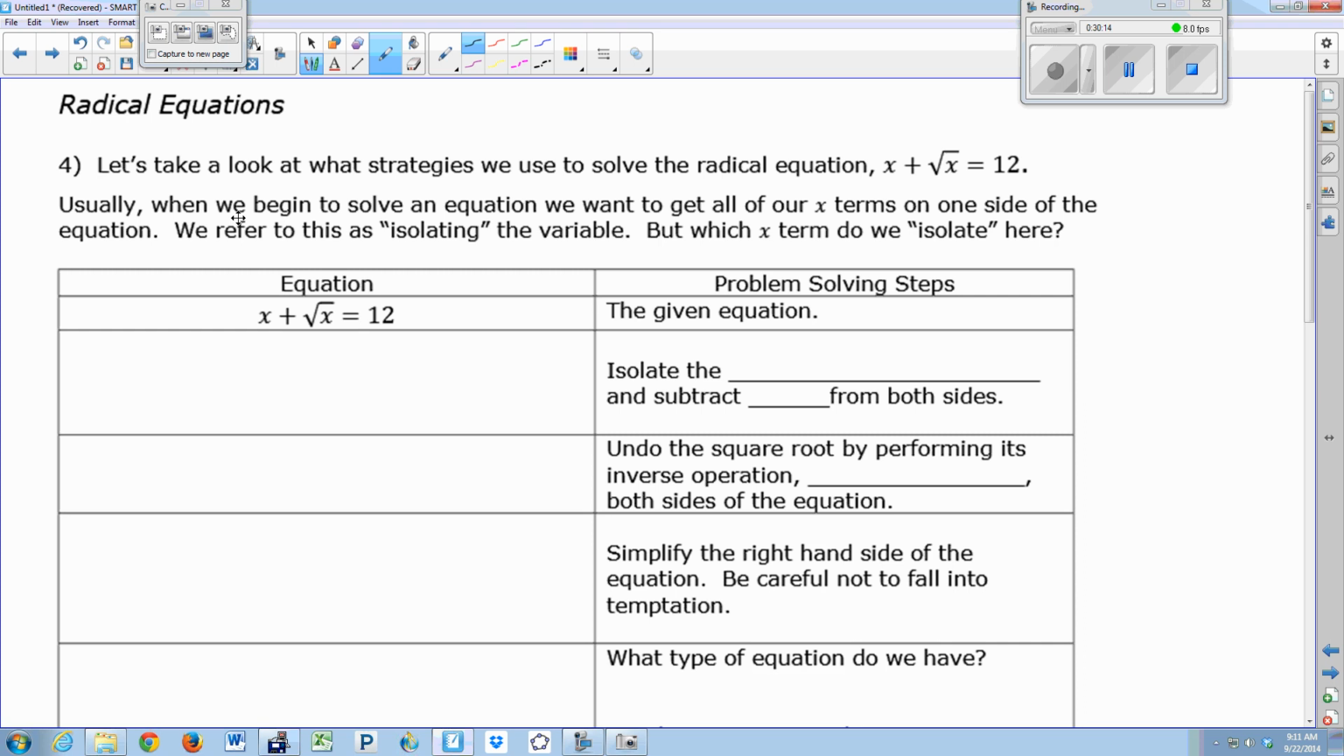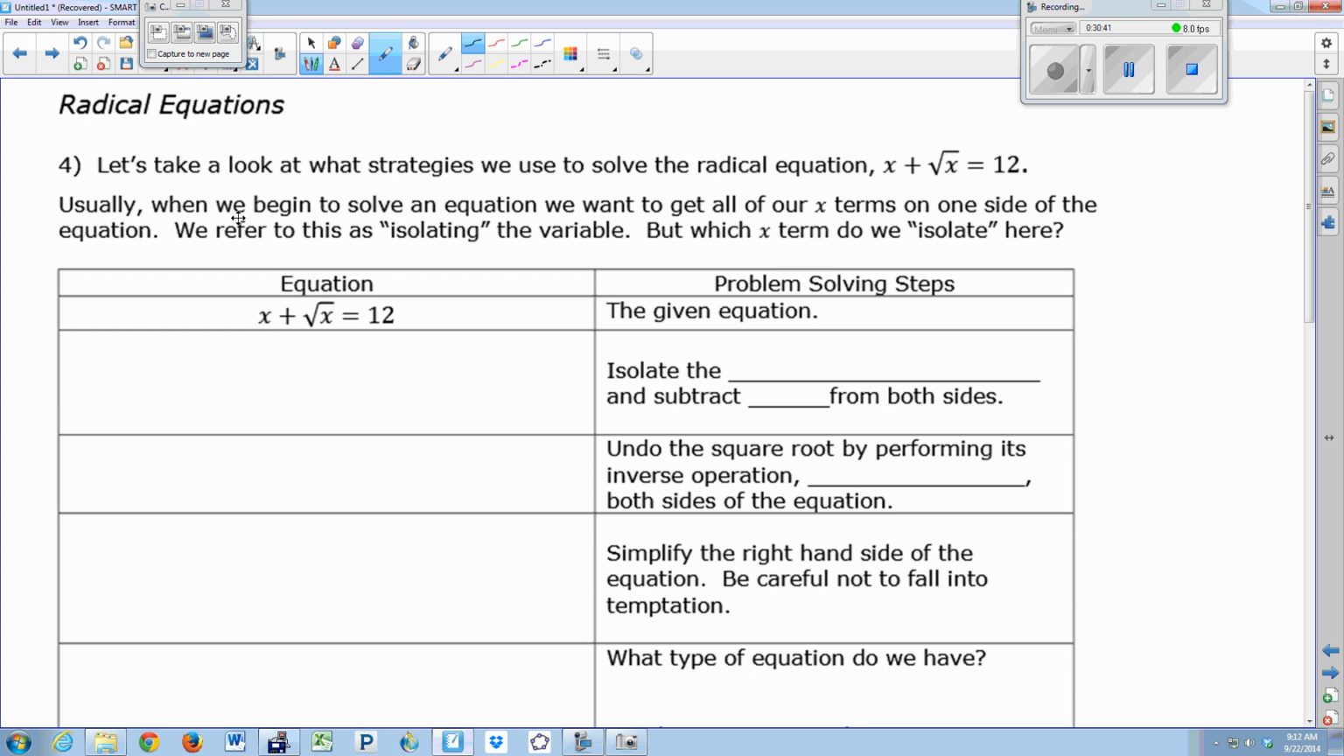When we try to solve radical equations, we use a little different strategy. To begin to solve an equation, we want to get all of our x terms on one side of the equation, usually, right? That's how it starts off. However, we've got two terms here on the left side. Each of them has an x in it. So you say, well, which one do I get to one side and which do I isolate?